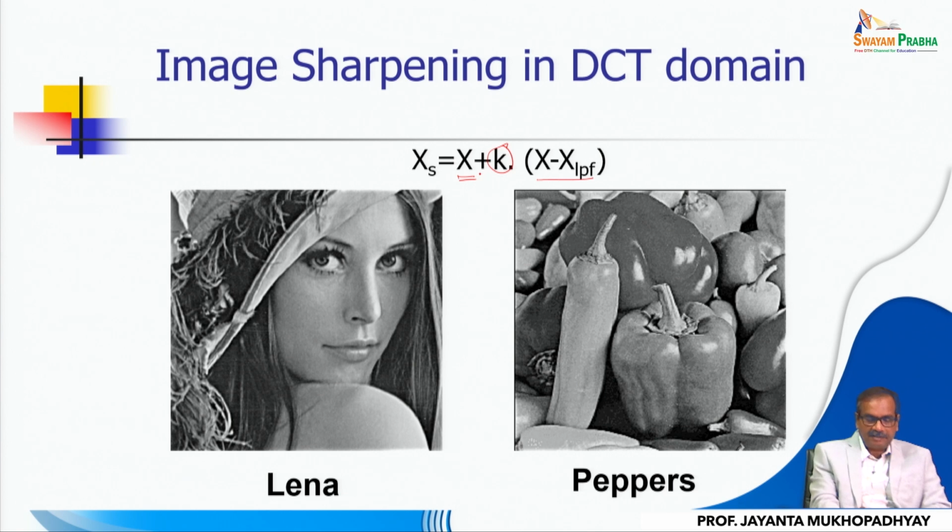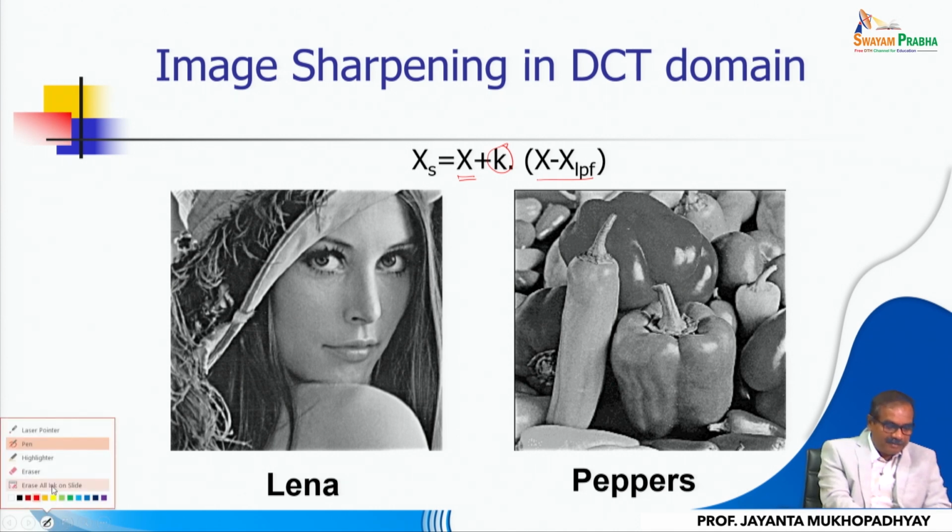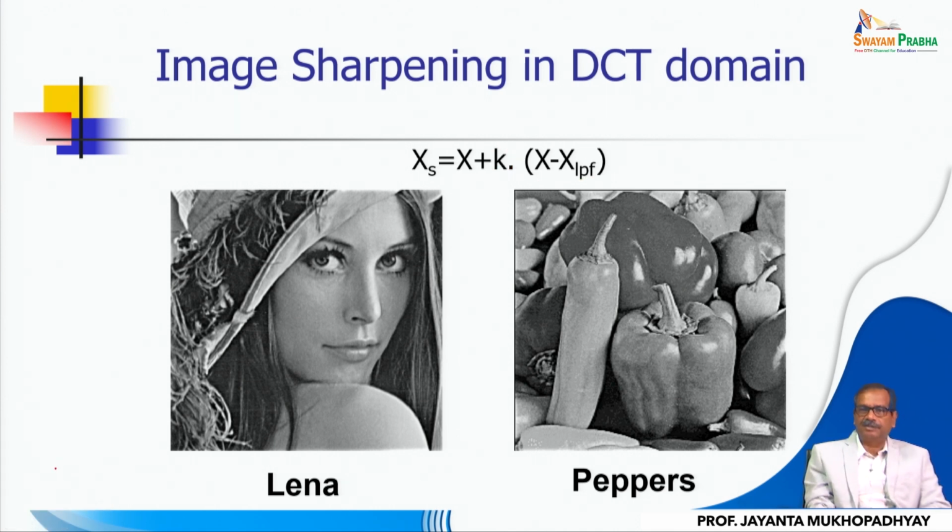You can see how these images look sharper. This is the Lena image. This is another image which is called papers. So, it is sharper. Actually, I have not shown the original image, so it may not be very clear here to you. But this is a standard image. You can find its original version in the literature.